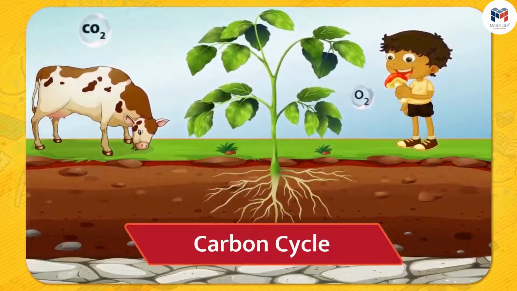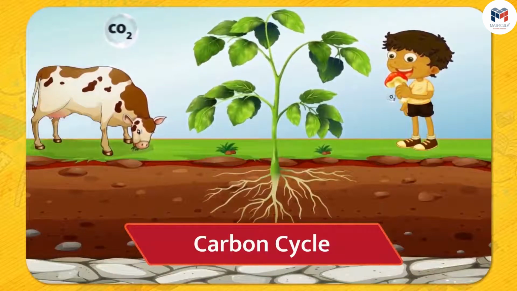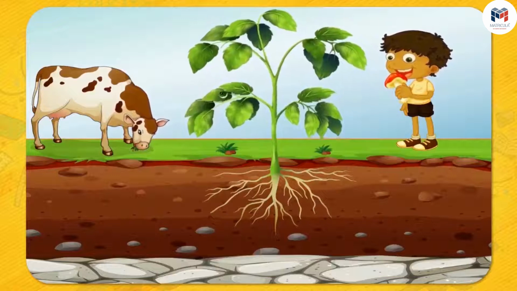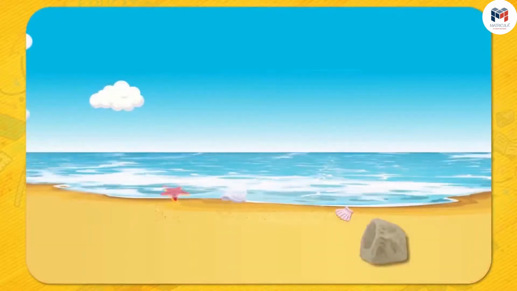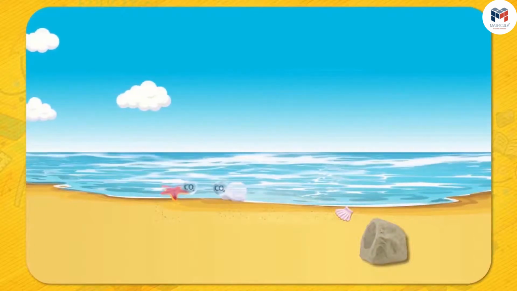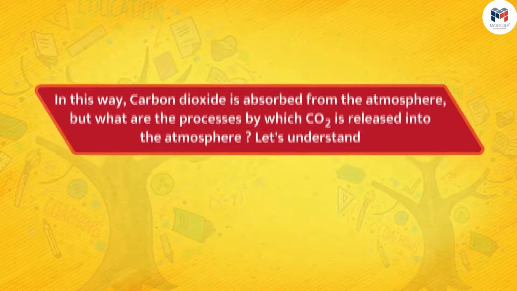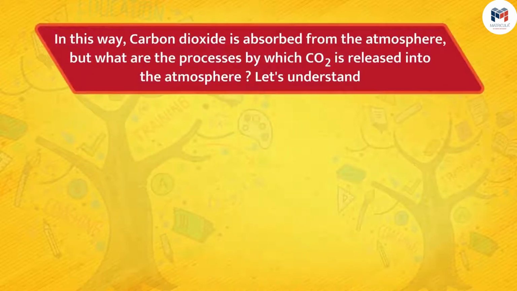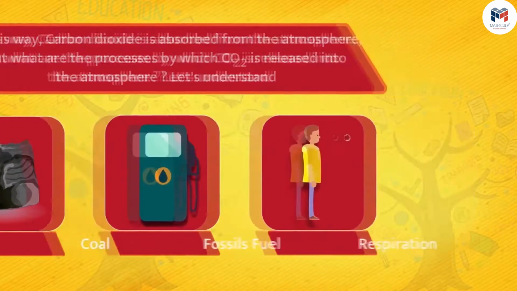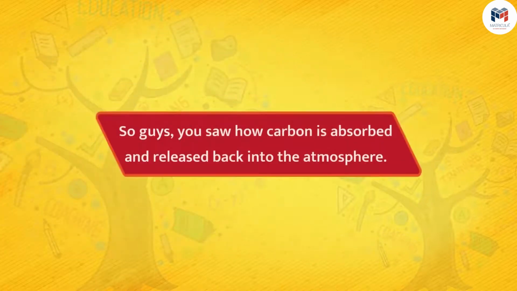Trees absorb carbon dioxide present in the atmosphere and prepare their food by the process called photosynthesis. Apart from this, marine animals also absorb carbon dioxide dissolved in water and make their own shells. In this way, carbon dioxide is absorbed from the atmosphere. But what are the processes by which carbon dioxide is released into the atmosphere? Let's understand this. Carbon dioxide is released into the atmosphere by respiration and burning of fossil fuels and coal. So guys, you saw how carbon is absorbed and released back in the atmosphere.